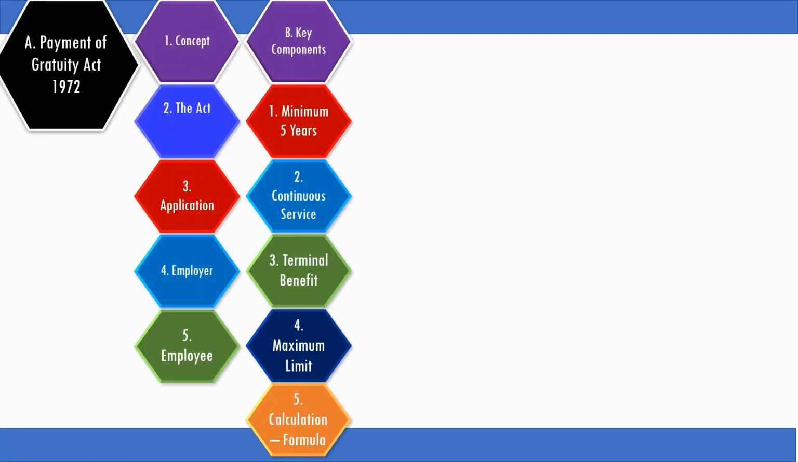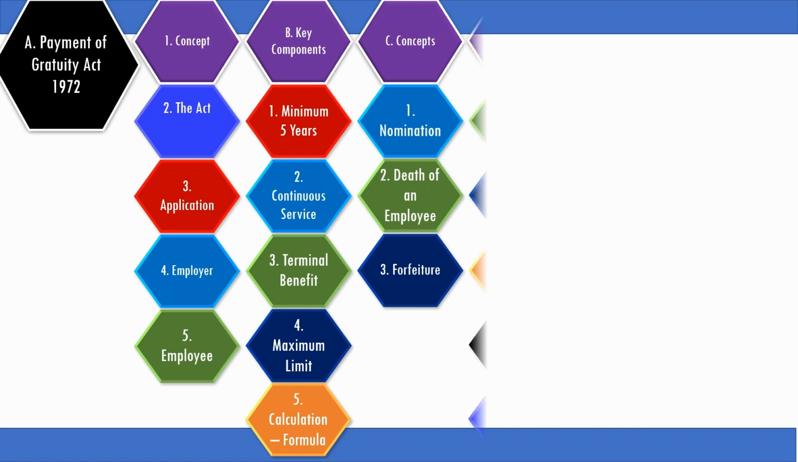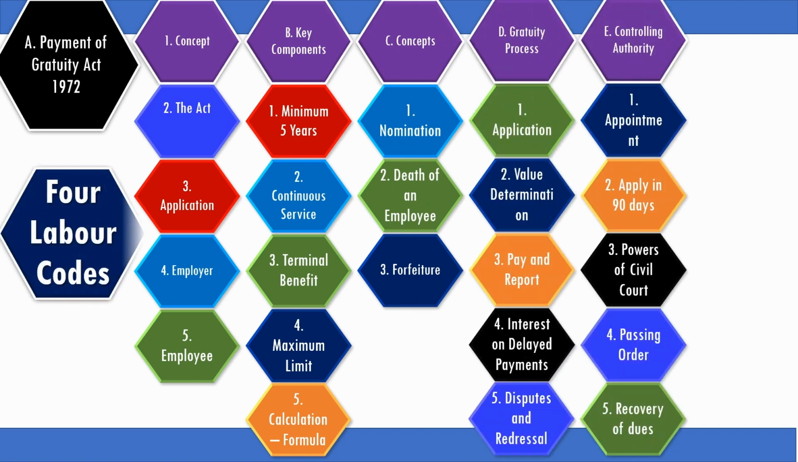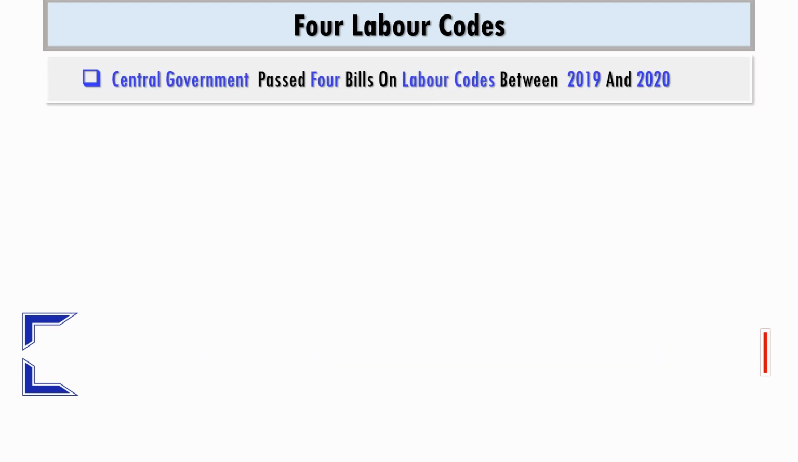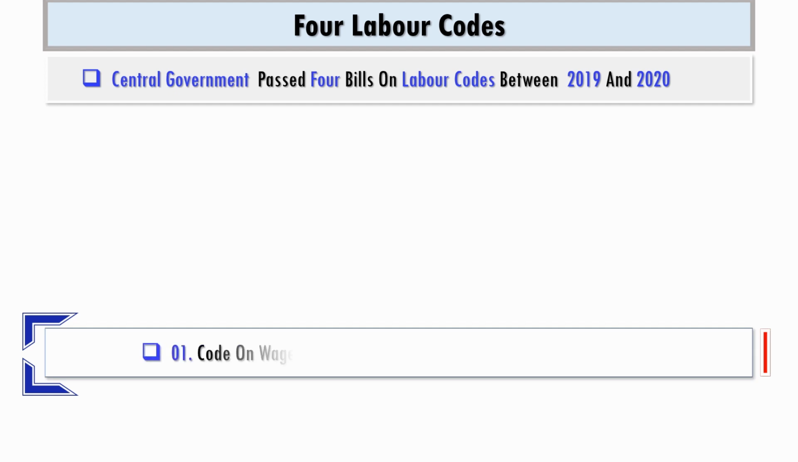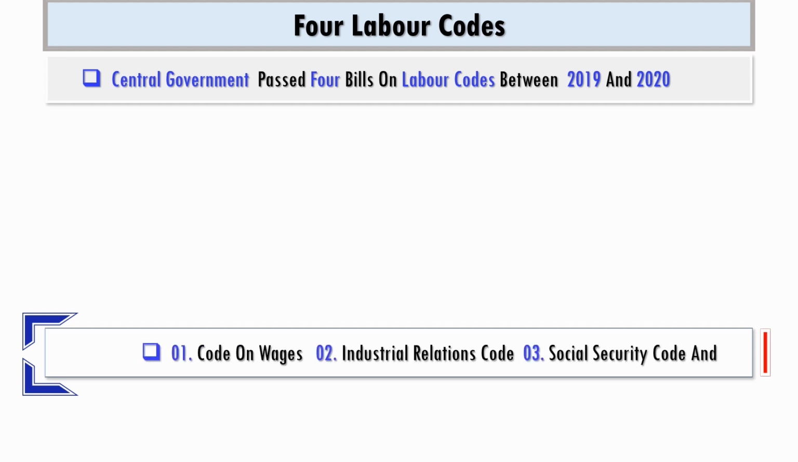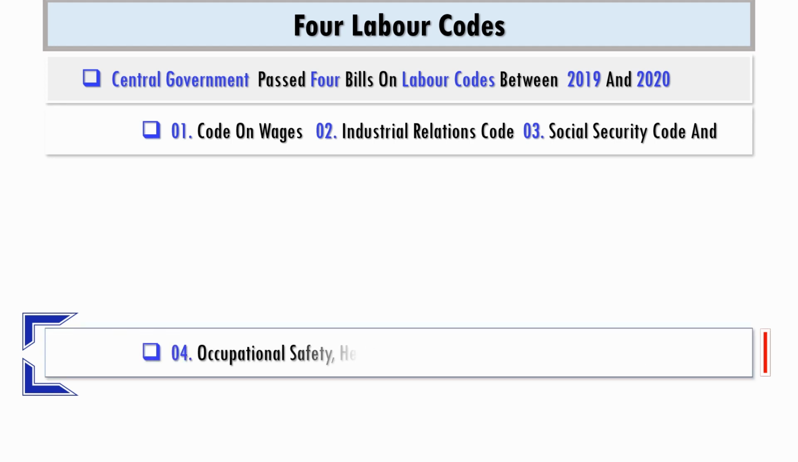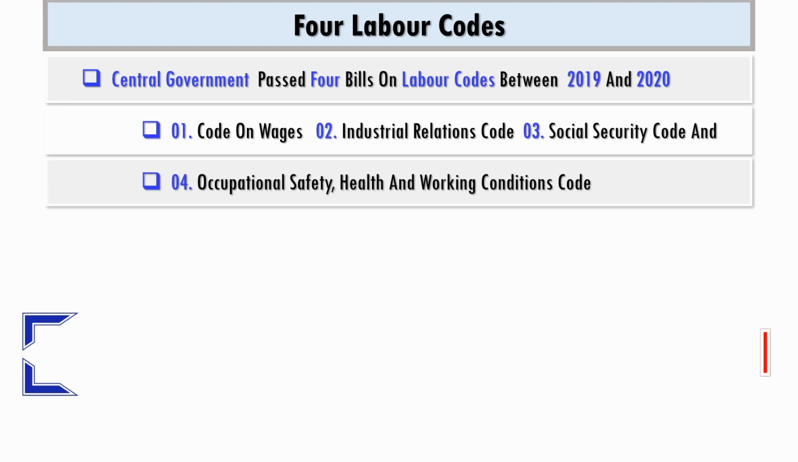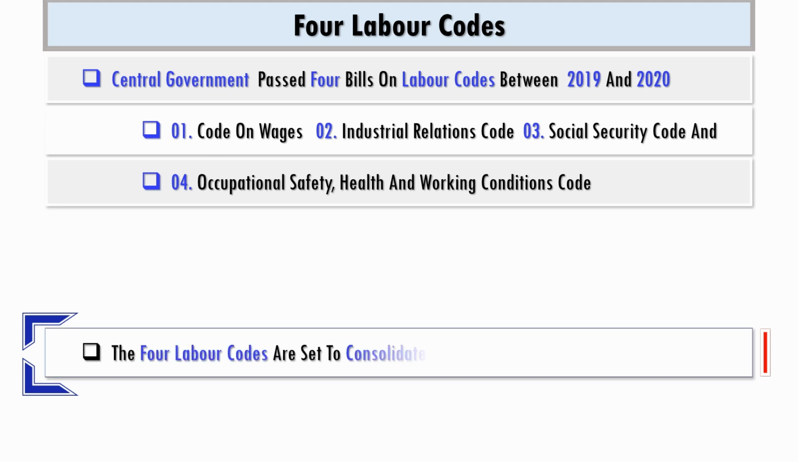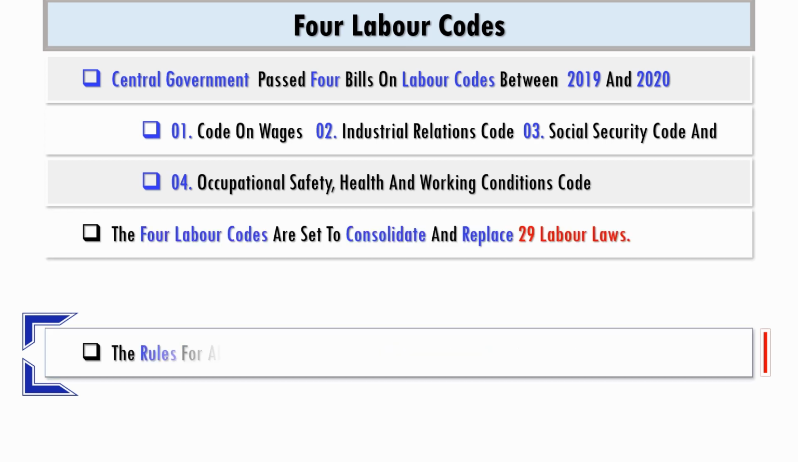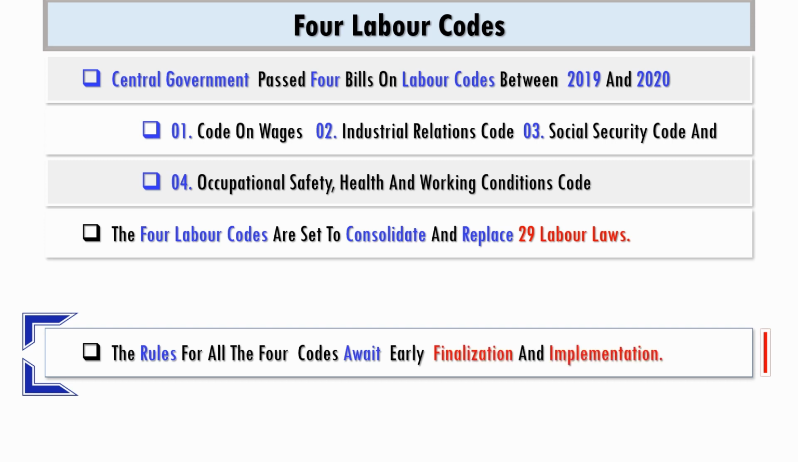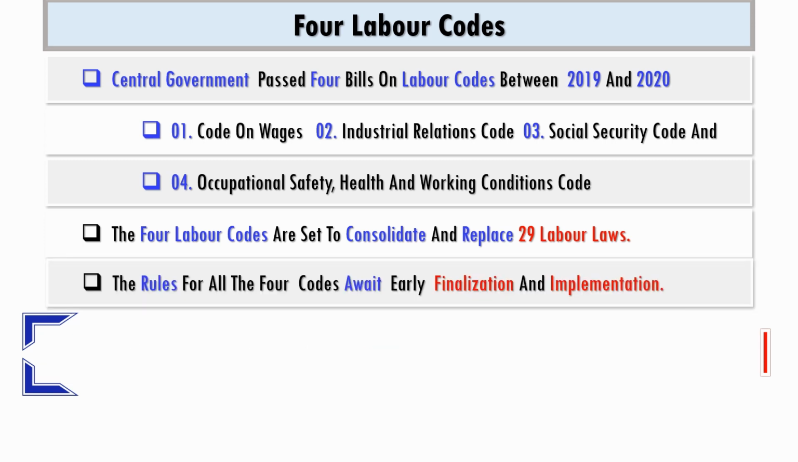Basic concept, key components, concepts of nomination and forfeiture, gratuity process, controlling authority, and 4 labor codes. The central government has passed 4 bills on labor codes between 2019 and 2020. The 4 labor codes are the Code on Wages, the Industrial Relations Code, the Social Security Code, and the Occupational Safety, Health and Working Conditions Code. The 4 labor codes are set to consolidate and replace 29 labor laws as existing now. The rules for all the 4 codes are awaited for early finalization and implementation.